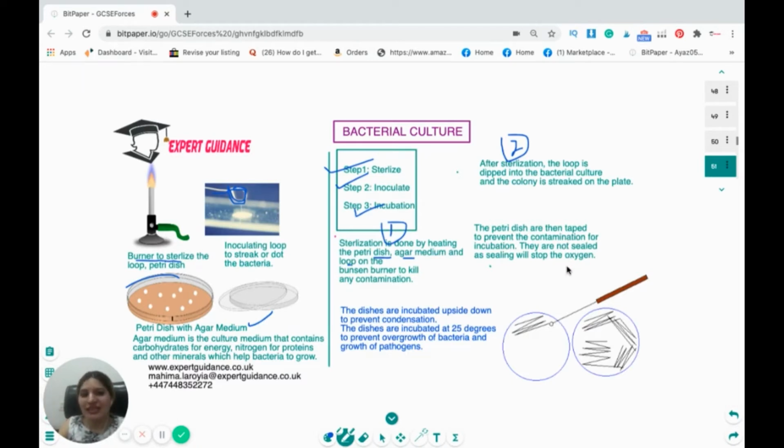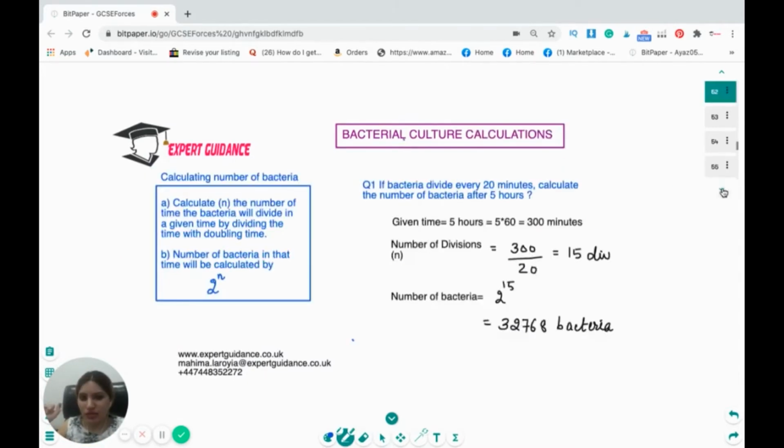They are not sealed, as sealing would stop the oxygen. Now we put the dishes on upside down to prevent any condensation, and we incubate it at 25 degrees. Now this is not the ideal temperature for the bacteria to grow, but if you use greater than 25, the bacteria will grow so rapidly, and even some harmful bacteria or pathogens can also grow. So this is a very important exam question. We incubate it at 25 degrees to prevent the overgrowth of the bacteria so that they can be easily managed and to prevent the growth of the pathogens.